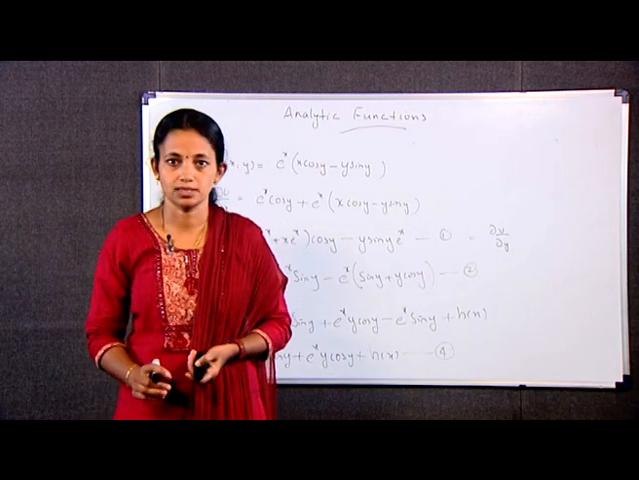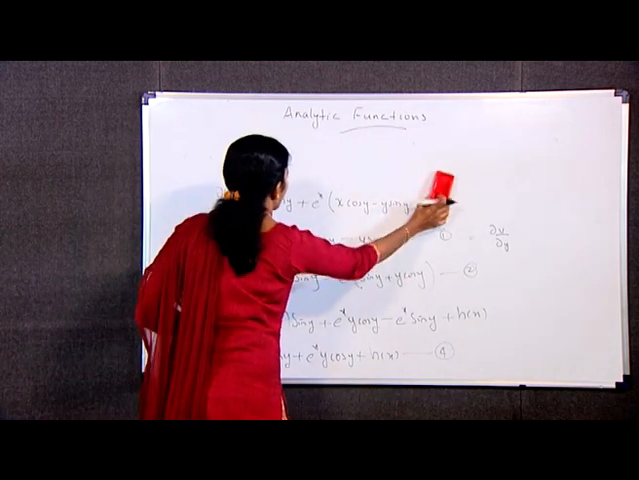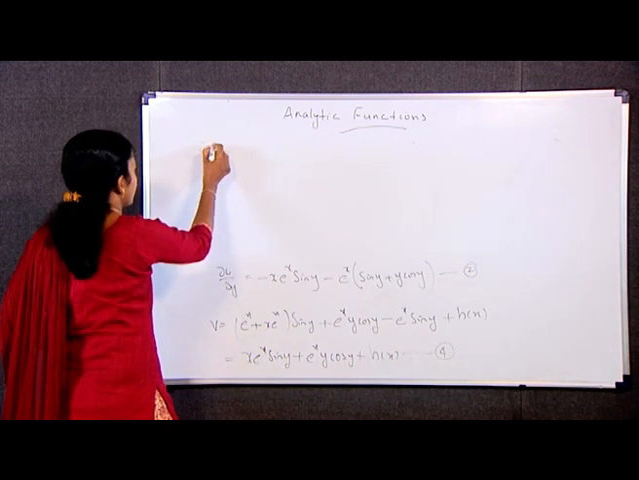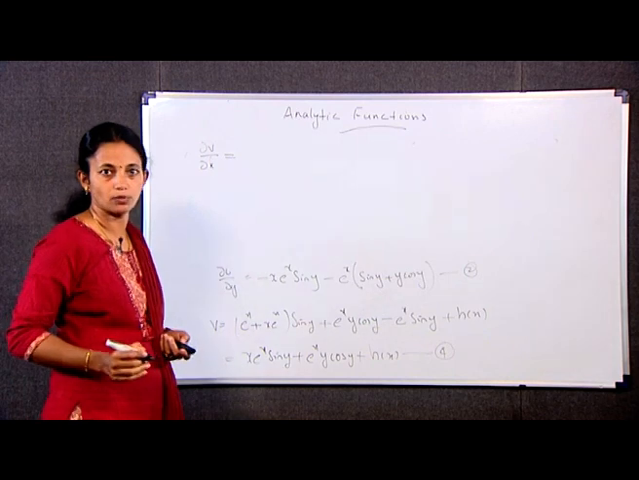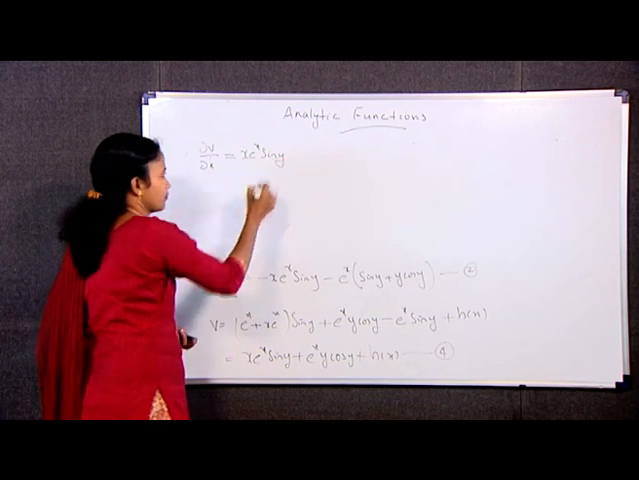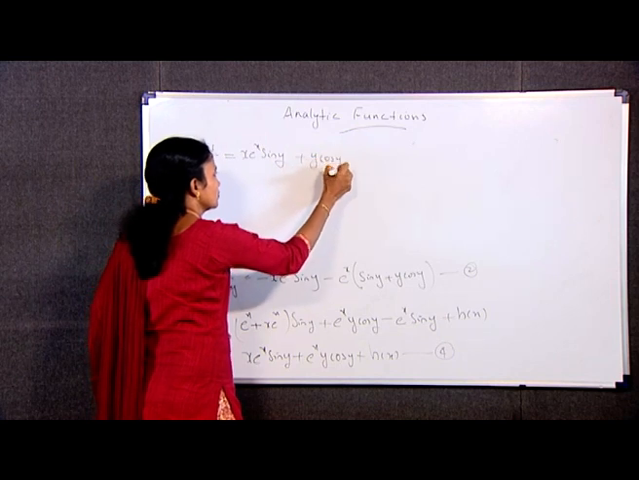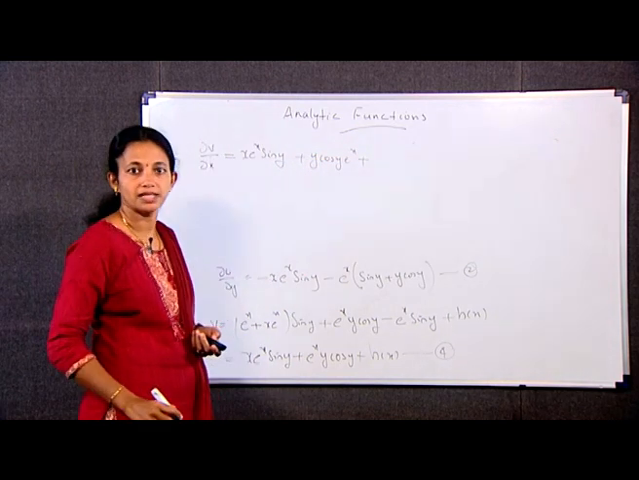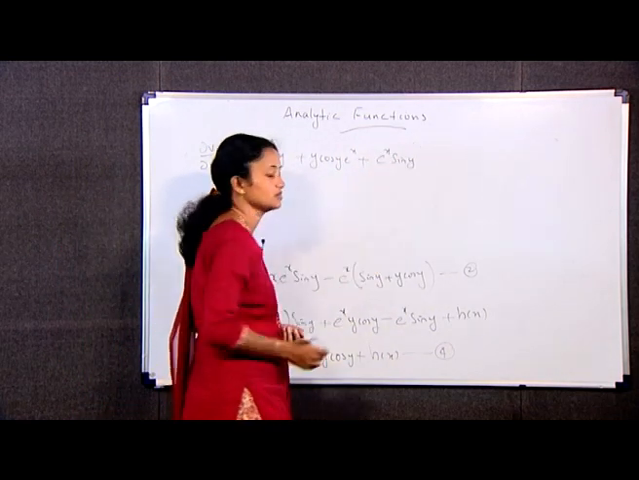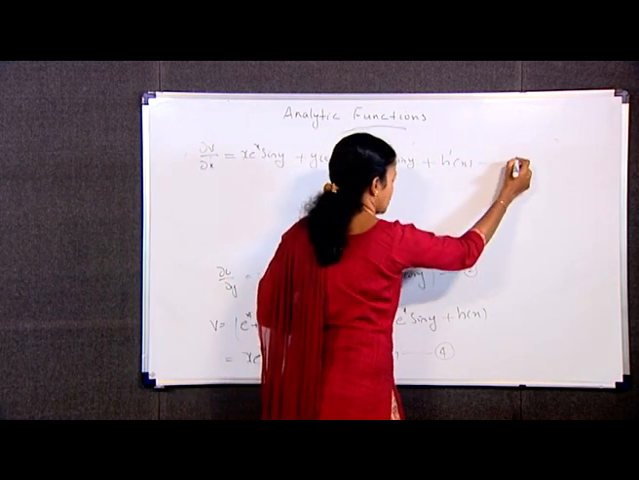Differentiating with respect to x, the above yields dou v by dou x, which is equal to x e raised to x sin y plus y cos y e raised to x plus e raised to x sin y, plus h dash of x. Equation number 5.